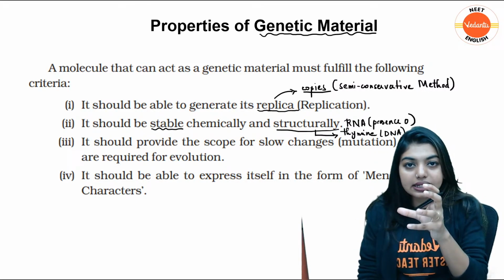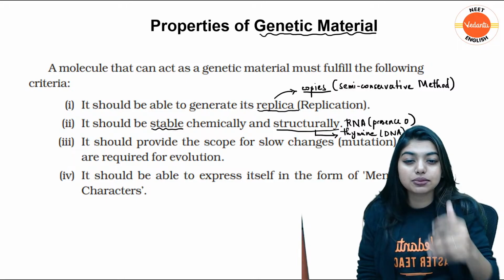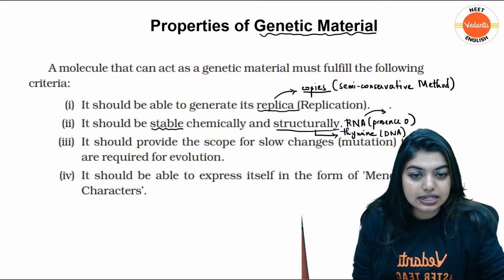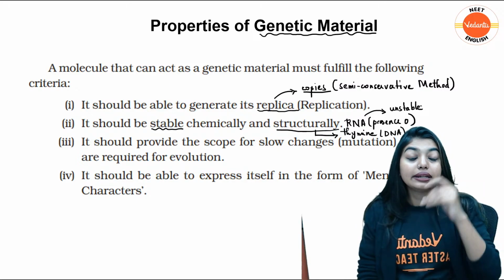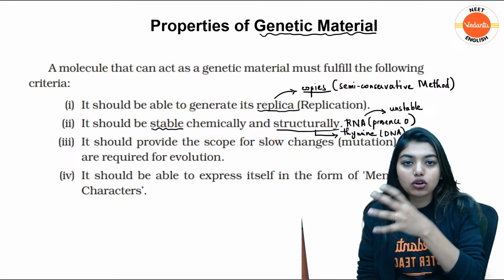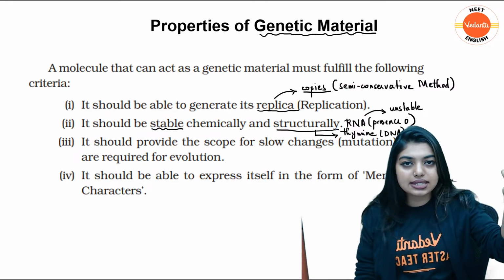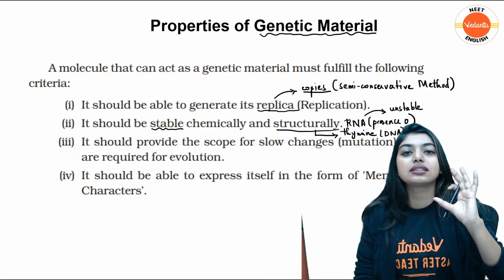It should be stable chemically and structurally. That means RNA has the presence of an oxygen, which makes it really unstable, and the presence of thymine in DNA causes its stability. Uracil is there in RNA, so that also makes the differences.